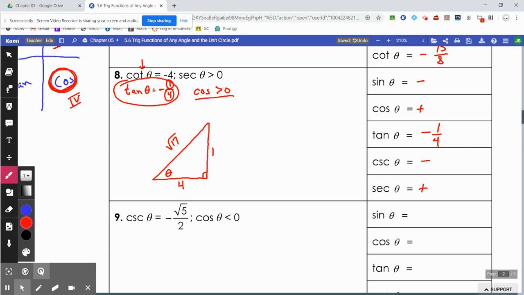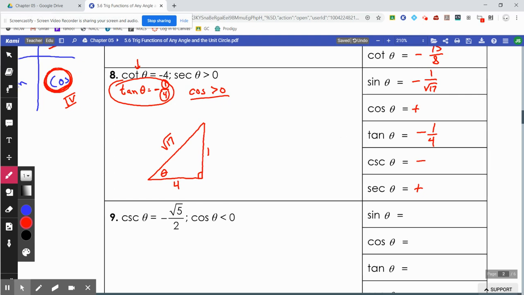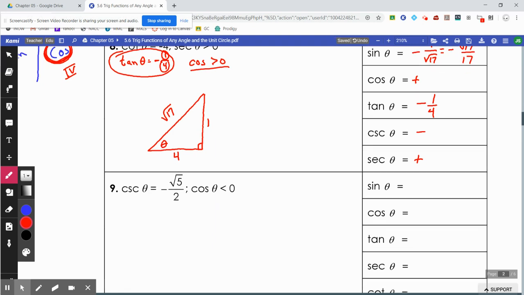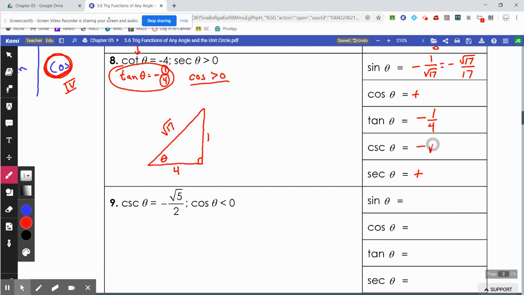The sine would be opposite over hypotenuse, which would be 1 over root 17. And again, it is negative because we're in the fourth quadrant. Rationalize that by multiplying top and bottom by root 17 gives me negative root 17 over 17. The cosecant would be the reciprocal, which would be root 17 over 1. Flip this. Next up, let's do the cosine.